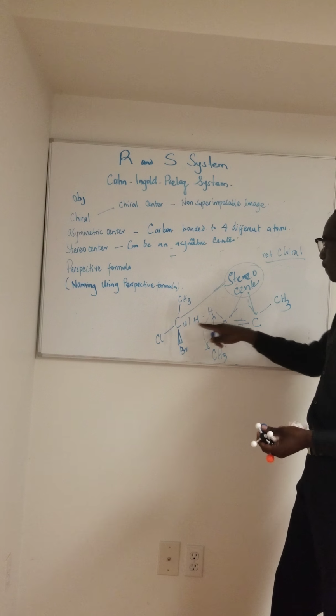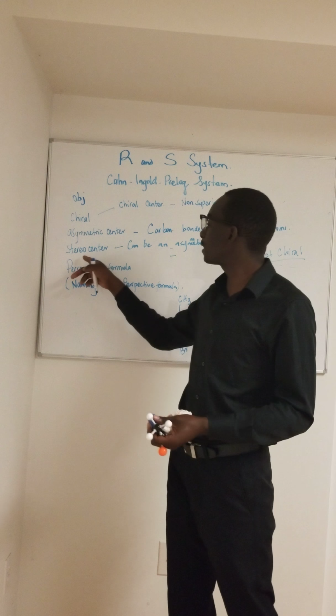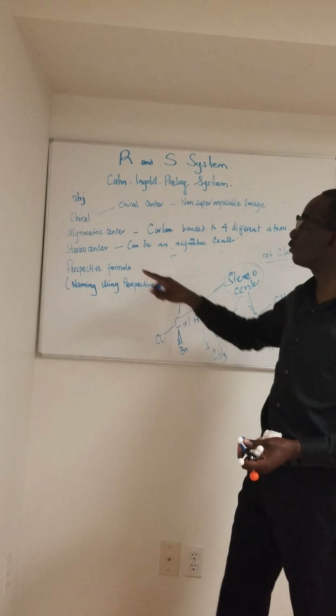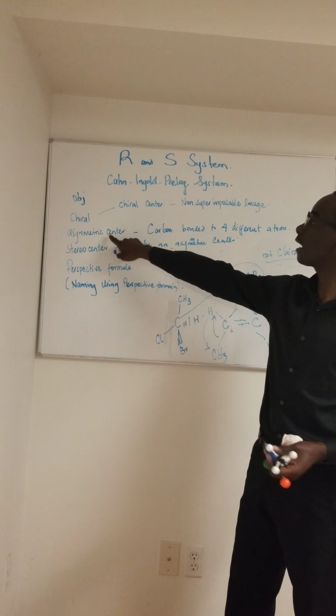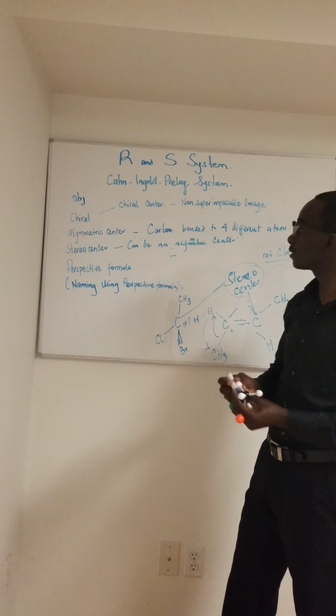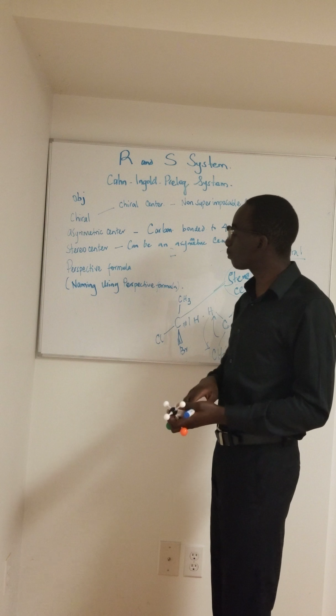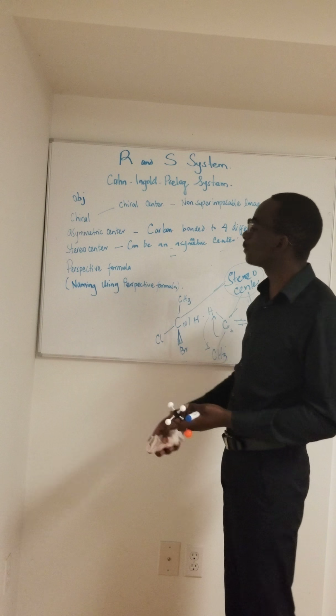So therefore, an asymmetric center can be a stereocenter, but not all stereocenters can be asymmetric centers. So I think that's clear about the stereocenter and asymmetric center. So now, let me drop down to what we call the perspective formula.